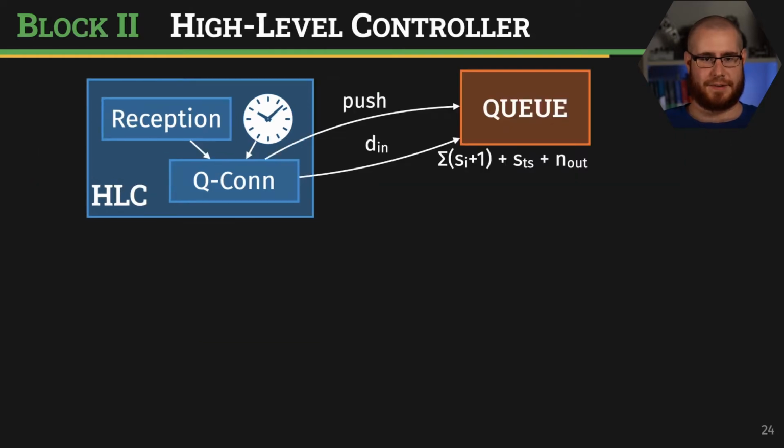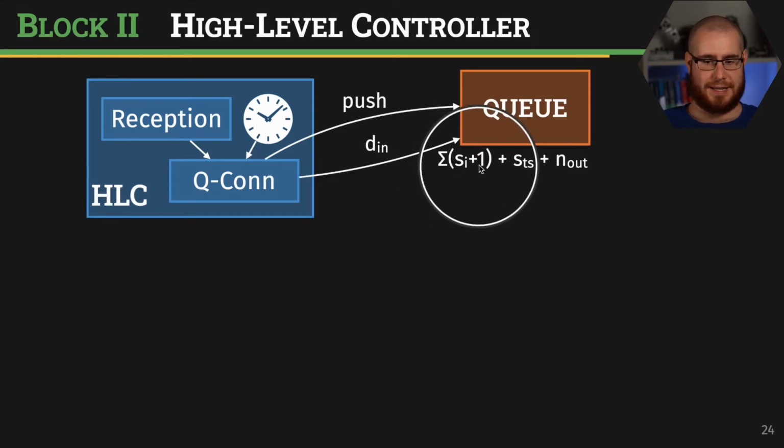So let's first have a look at the HLC in detail. What you can see here is that the queue connector has two outputs towards the queue. The first one is a single bit output, which just indicates that we want to push an event on the queue. And the second one is the data we push on the queue. And this data consists of these many bits. And here, SI shows how large a single value of the type of an input stream is. So this way we can send a full event over the data link to the queue.